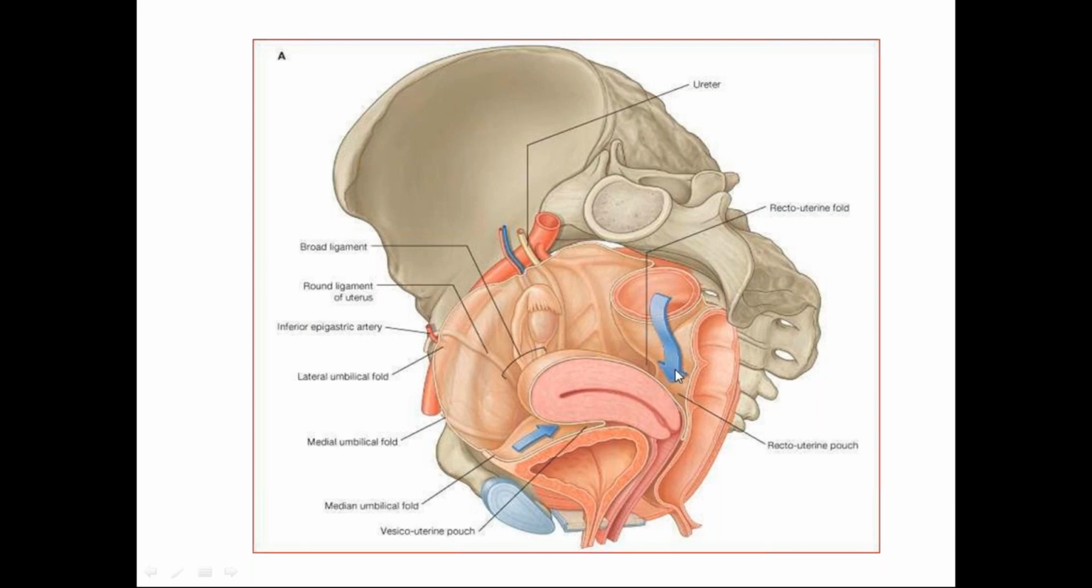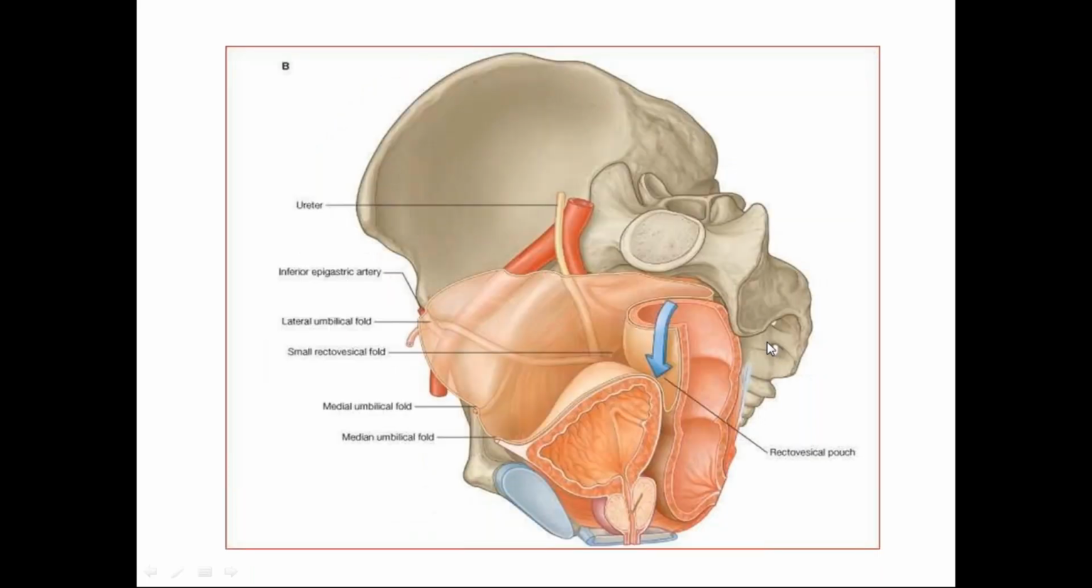So now this pouch is the rectouterine pouch, and this is the rectum. Anal canal. Okay, this opening is the anus here. And this is the vagina. Okay. So in males, this pouch is a rectovesical pouch. This is a section of the male pelvis. So here uterus is absent. Okay, you can see the rectovesical pouch.